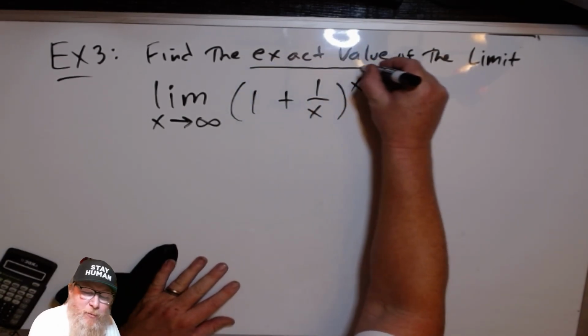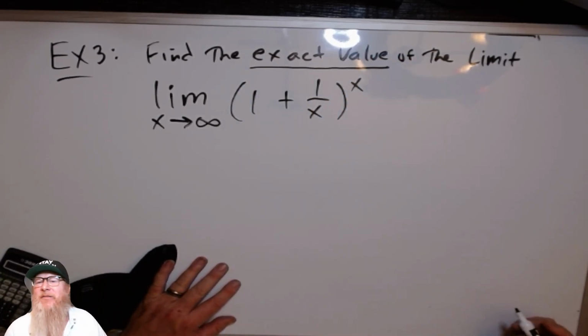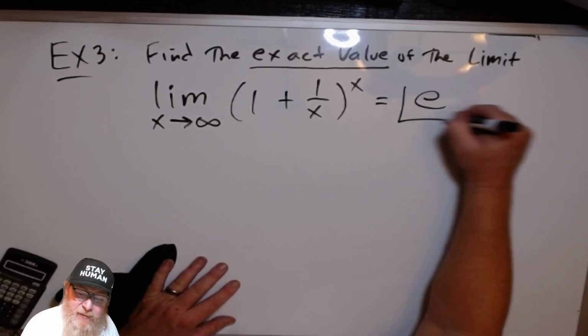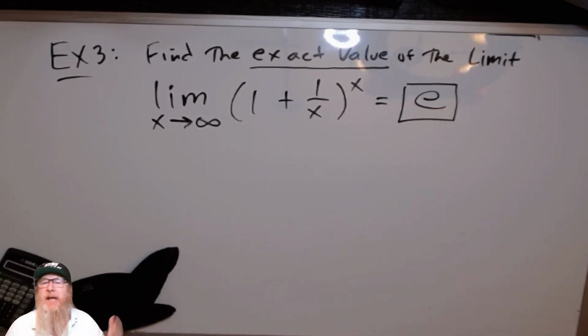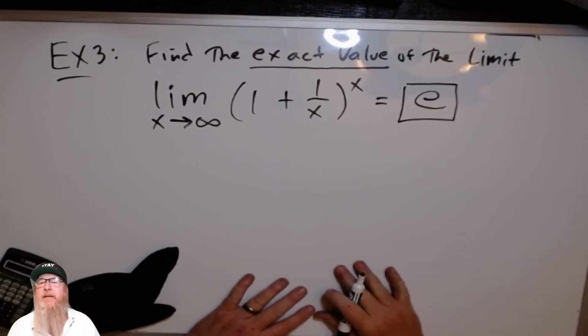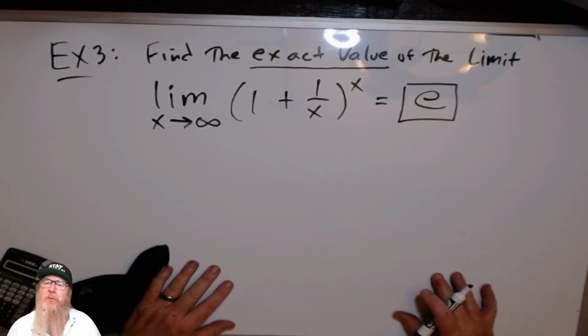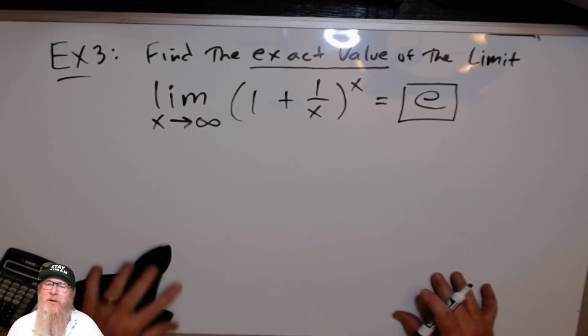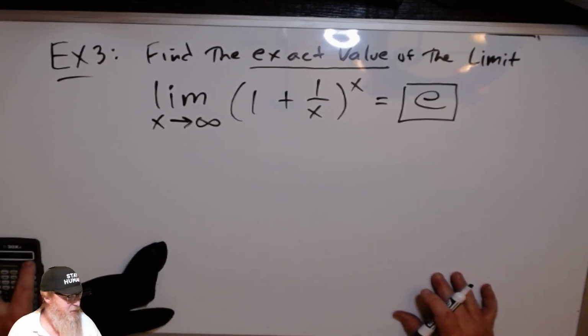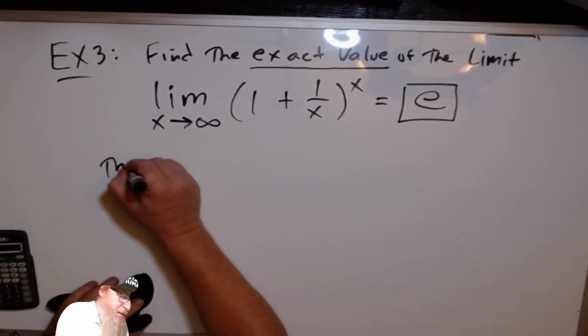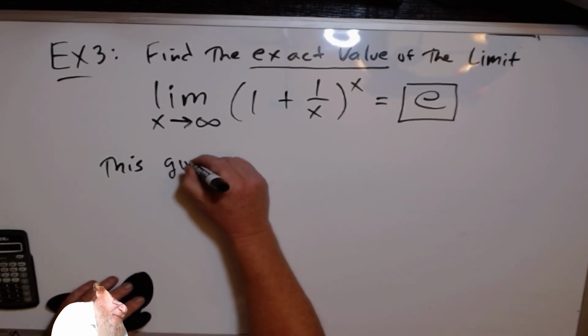Watch out for the language. This is asking for an exact value. The exact value can only be represented by the symbol e. Okay. That one was pretty easy. Yeah, no work. I was just using your memory recall from the previous example. This gives us our next formula.